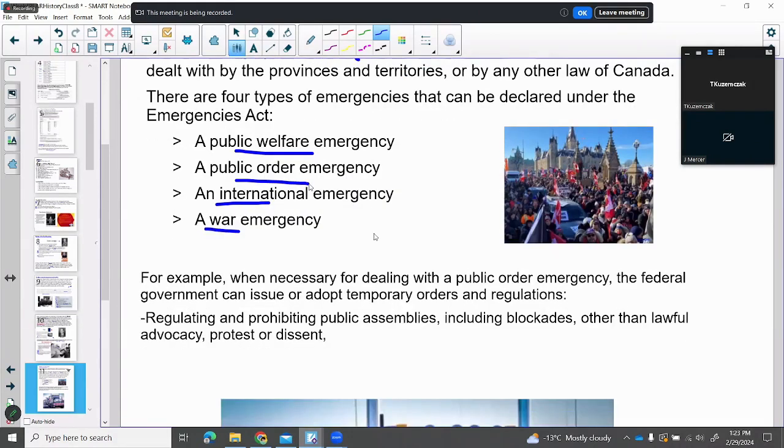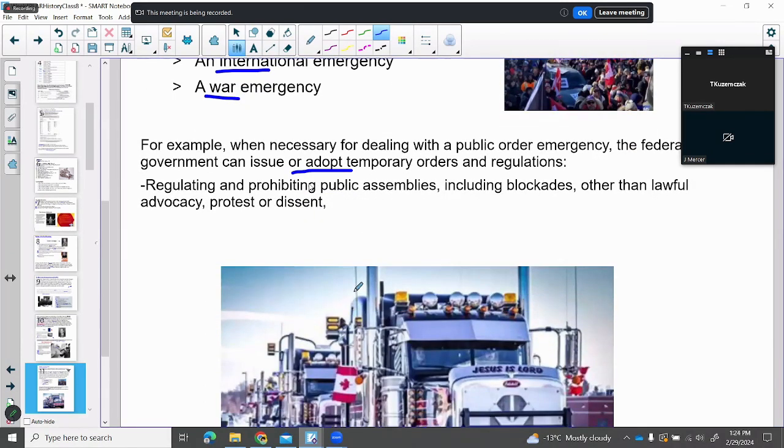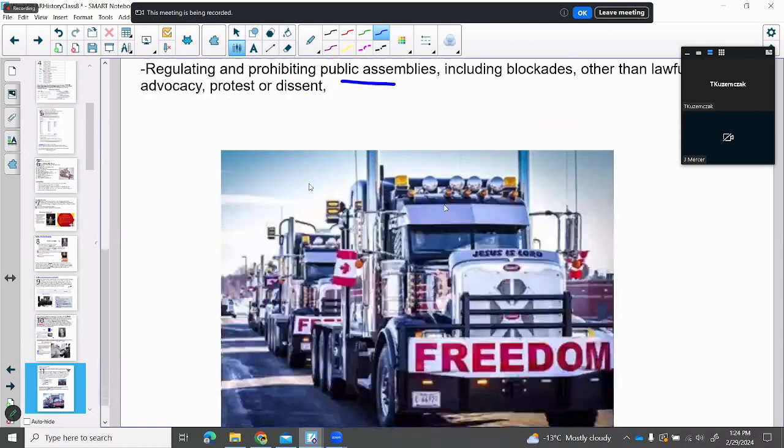For example, when necessary for dealing with a public order emergency, the federal government can issue or adopt temporary orders and regulations. So they might regulate or prohibit public assemblies. That includes blockades, other than lawful advocacy, protest, or dissent.